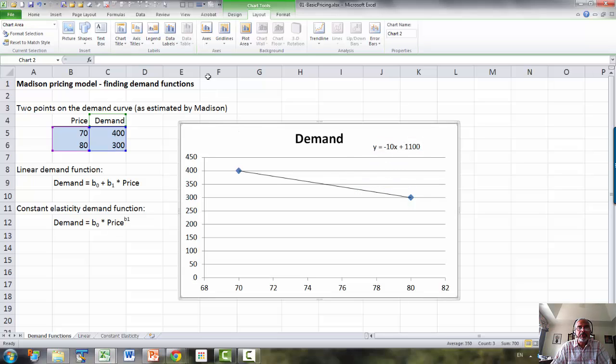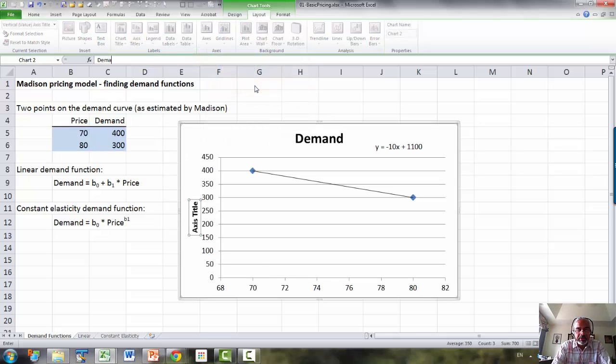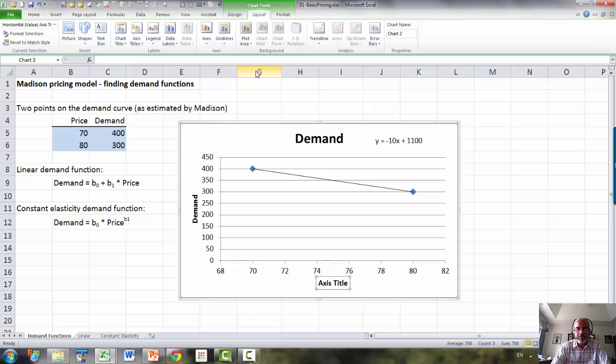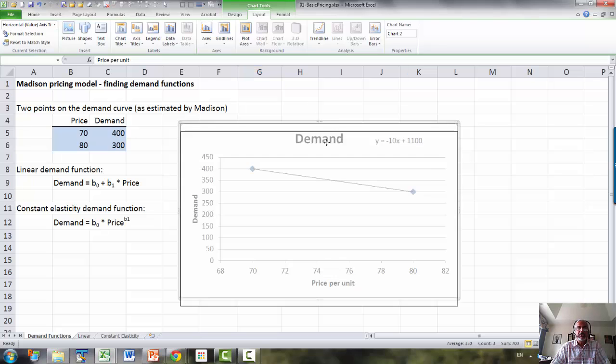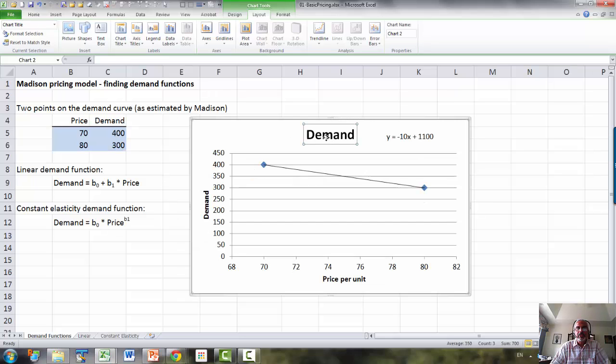Let's also put some titles. The vertical axis is demand and the x-axis is price per unit. Okay, let's keep it there. And we will say linear demand function.